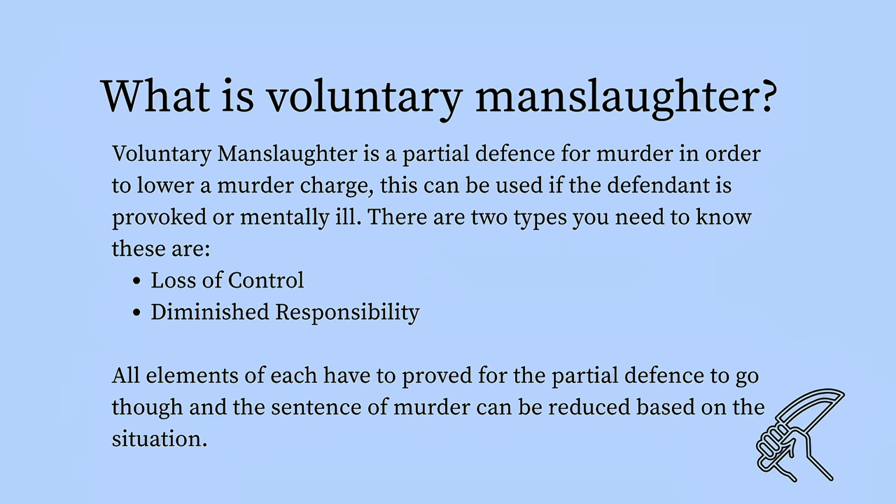It can be used as a defence for a defendant who is provoked or mentally ill, and this is for voluntary manslaughter. There are two types that you need to know. These are loss of control and diminished responsibility. All elements have to be proved for the partial defence to go through, and then the sentence of murder can be reduced based on the situation.